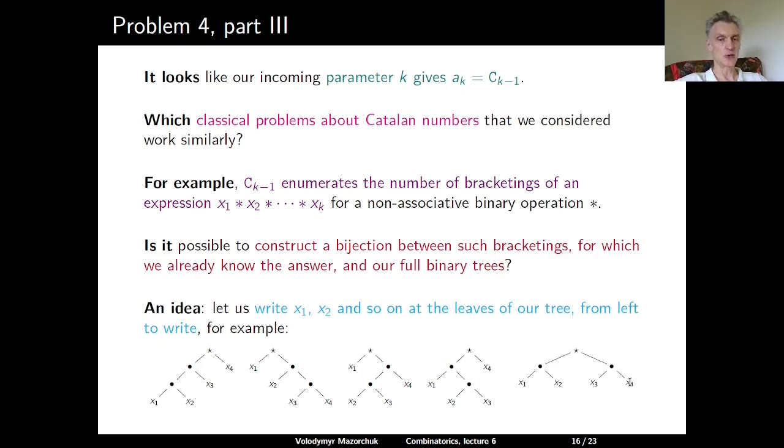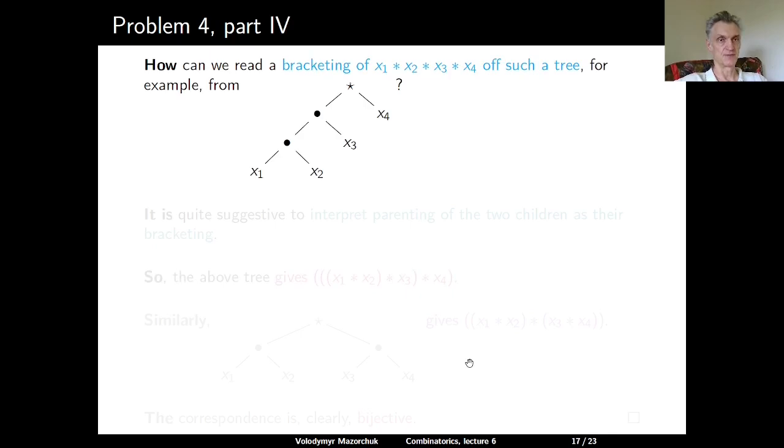And now the question is, how can we interpret our tree as a bracketing of the expression? So, for example, we have this tree, the root, with x4 on the right, then the child on the left, which has still child on the left and on the right. The right child is x3, and the child on the left has 2 children, x1 and x2. And it's quite suggestive that here the notion of parenting should correspond to bracketing.